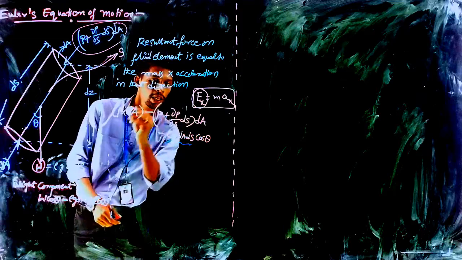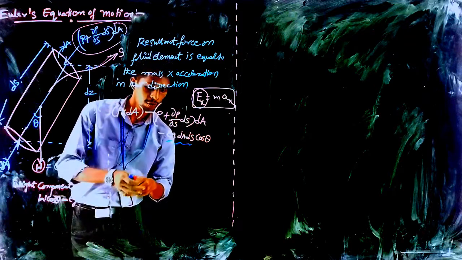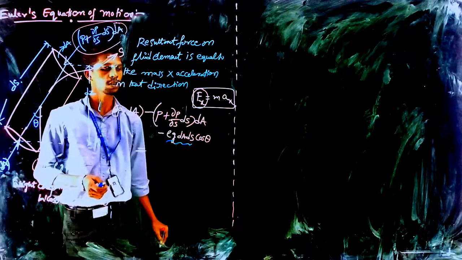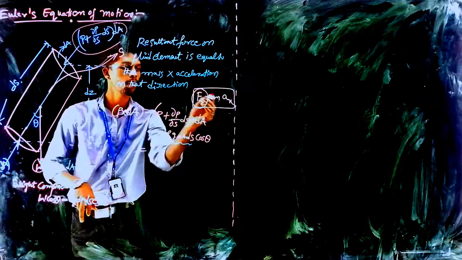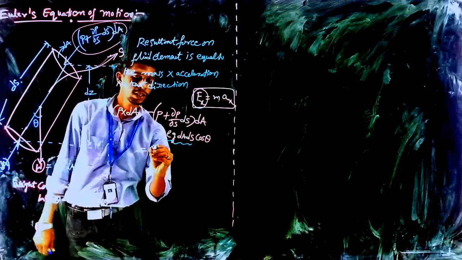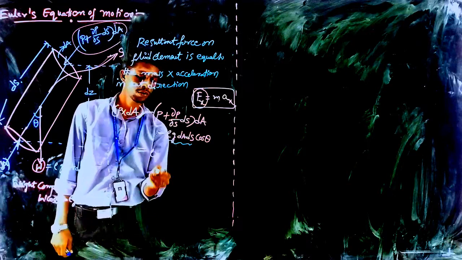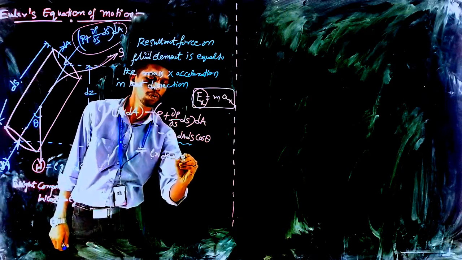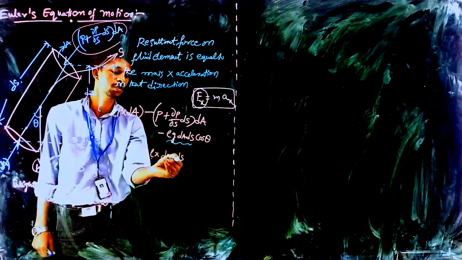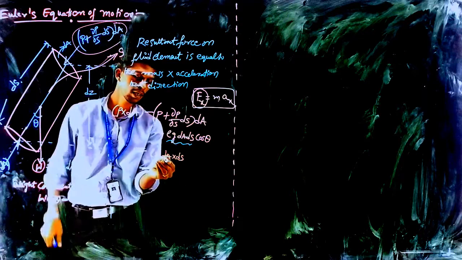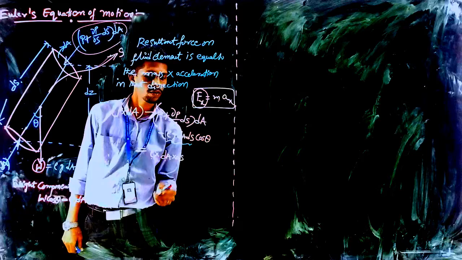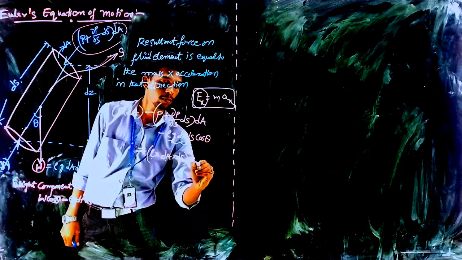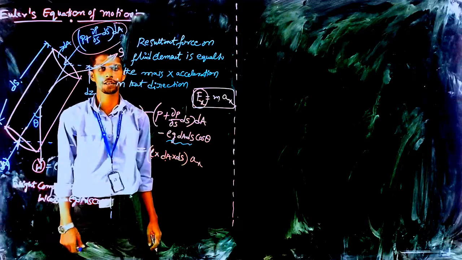So the entire expression represents the net resultant force, which is equal to, right? So this will be equal to mass. What about the mass? Density into volume. So density is rho. What about the volume? Area into length is the volume, dA into ds. So length is ds and area is dA, right? And what about the acceleration? Right? ax is the acceleration.